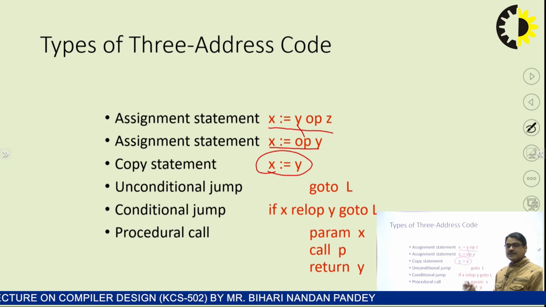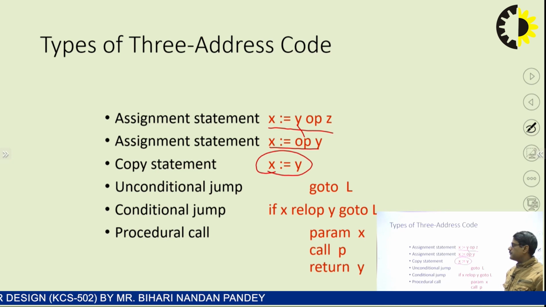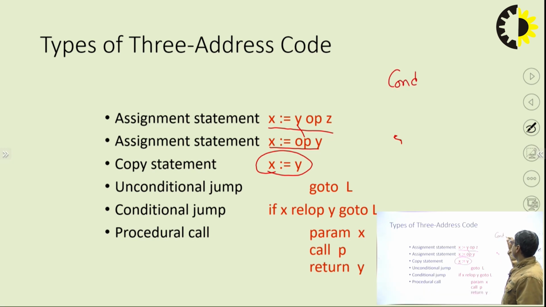Then another one is the unconditional jump, then the conditional jump, then procedure call, a lot of statements are there. So the first statement is the assignment statement, the second one is the unconditional jump. That is basically required when you are using some conditional statement. When you are using a conditional statement, at that time the unconditional jump is required. Why is the jump required?